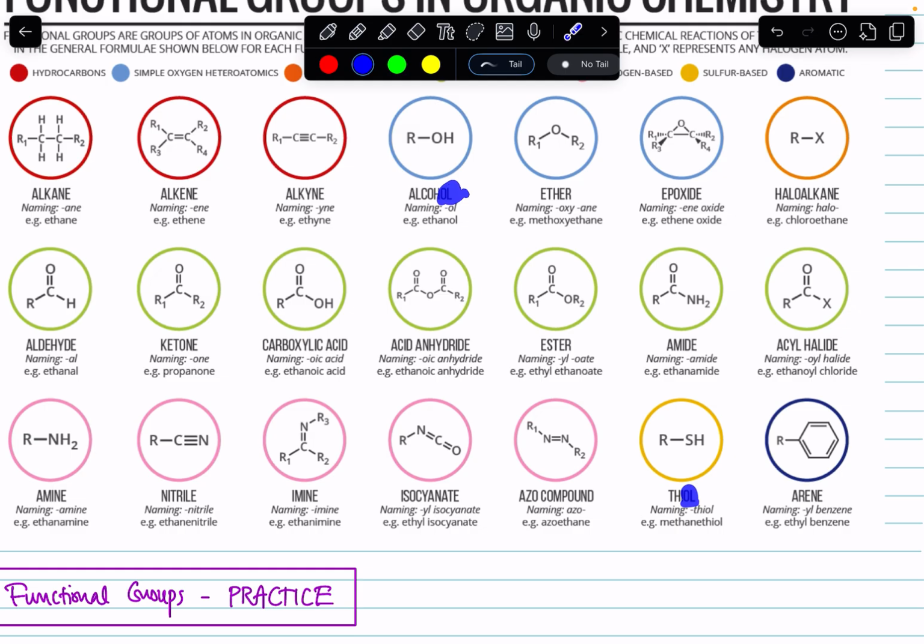Again, it's alcohol, all, thiol, all. And again, these are somewhat similar. And finally, we have ring groups. Aryl groups have essentially benzene rings attached to them.